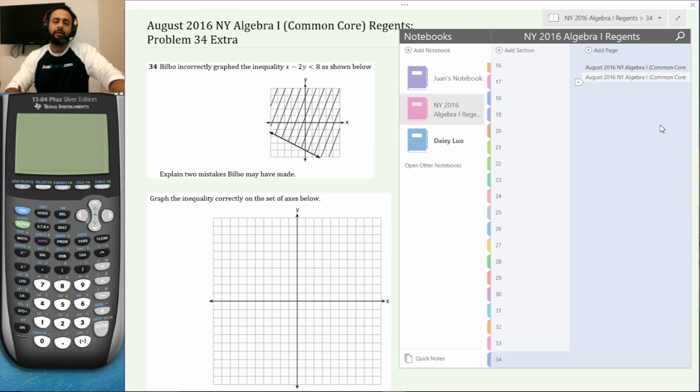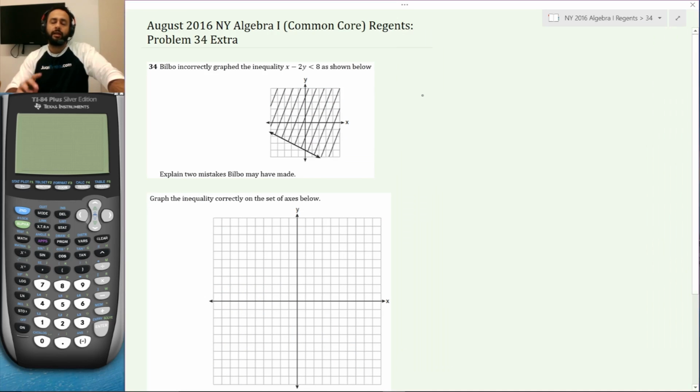We made a challenge problem for you. It's very similar to the previous one, and we want you to really think about this one. We added a challenge with trying to find 2 mistakes he may have made. So Bilbo incorrectly graphed the inequality x minus 2y is less than 8 as shown below. This graph should look exactly like the previous one. And then explain 2 mistakes Bilbo may have made, and then graph the inequality correctly on the set of axes below.